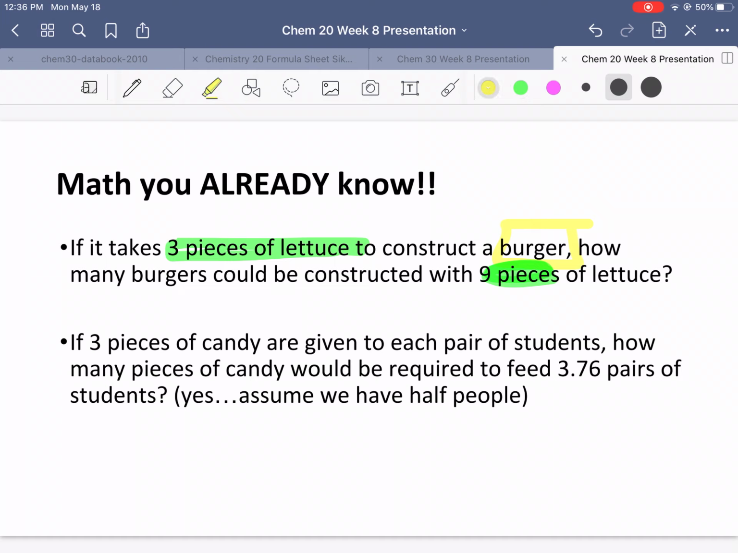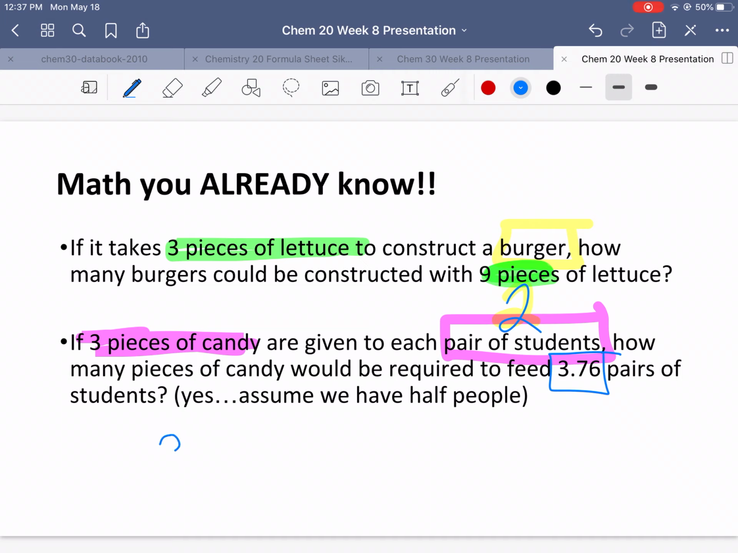Let's do another scenario. What if I tell you 3 pieces of candy are given to each pair of students? So that means 3 pieces of candy for every 2 students, right? That's what we're saying here. How many pieces of candy would be required to feed 3.76 pairs? Oh yes, I'm doing partial people. Don't worry about that. But again, think about it. 1 pair gets 3 pieces. 2 pairs gets 6 pieces. 3 pairs gets 9 pieces. 4 pairs gets 12 pieces. Well, we're not at 3 or 4 pairs, we're at 3.76.